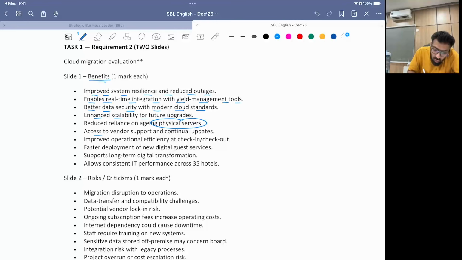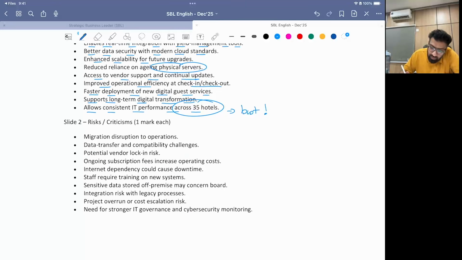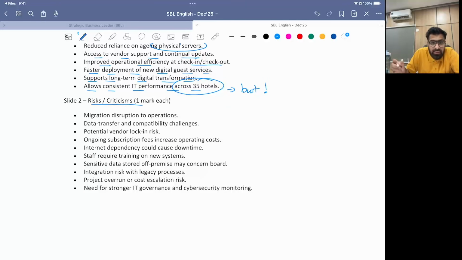And then access to vendor support and continual updates, improved efficiency in check-in and check-out, and ultimately customer experience, that is what matters the most. Faster deployment of new digital guest services, supports long-term digital transformation, allows consistent IT performance across 35 hotels. This is the best one, that you'll be consistent in everything, right? You will be consistent.